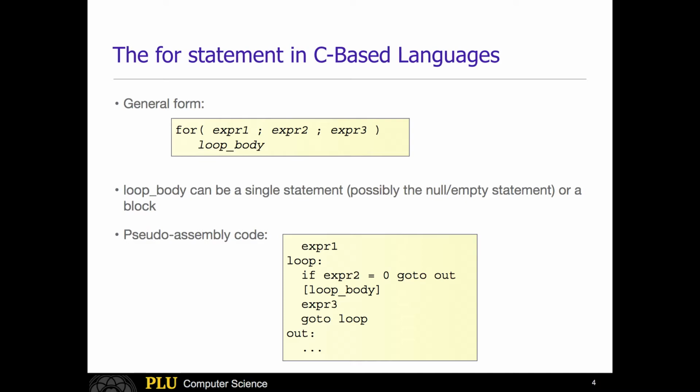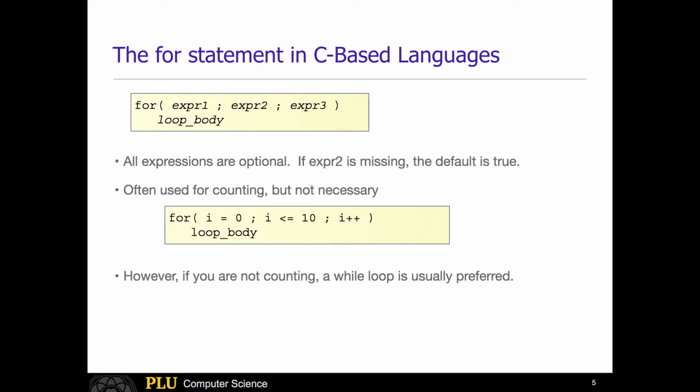If we think about the way the loop executes, we think about sort of pseudo assembly code for it. Expression 1 happens first, and then if expression 2 is equal to 0, that is, if it's the end of the loop or it's false, we're going to skip over the body of the loop. Otherwise, we're going to execute the body of the loop, execute the update or expression 3, and then go back up to the top of the loop.